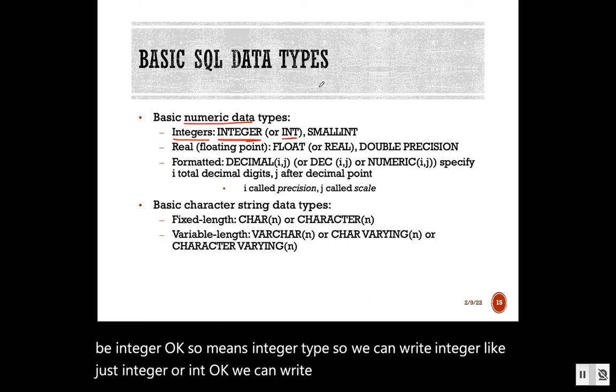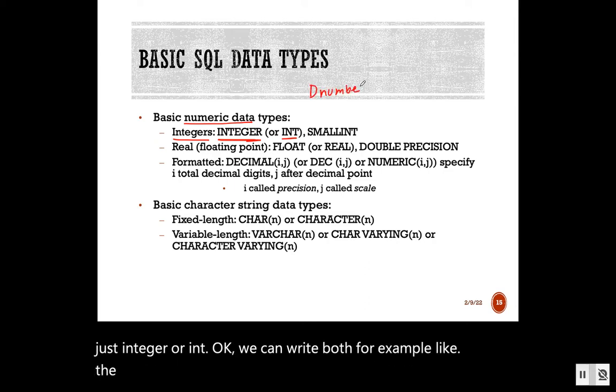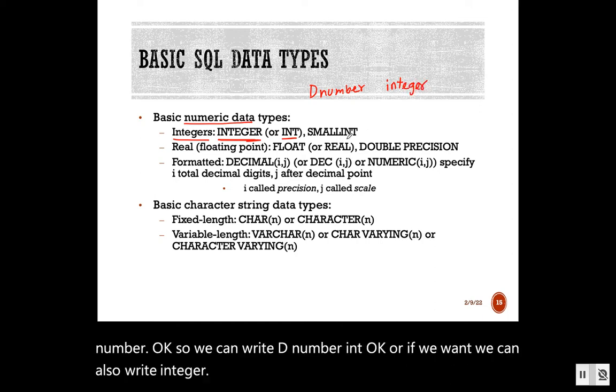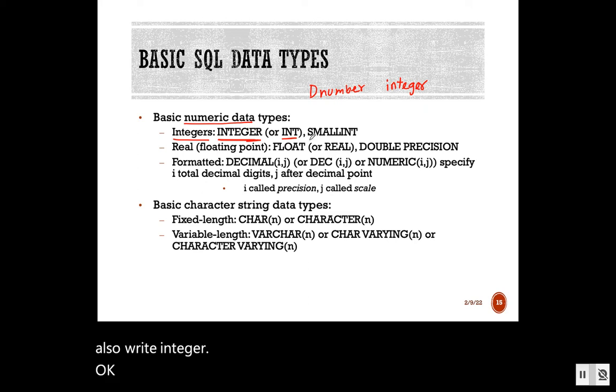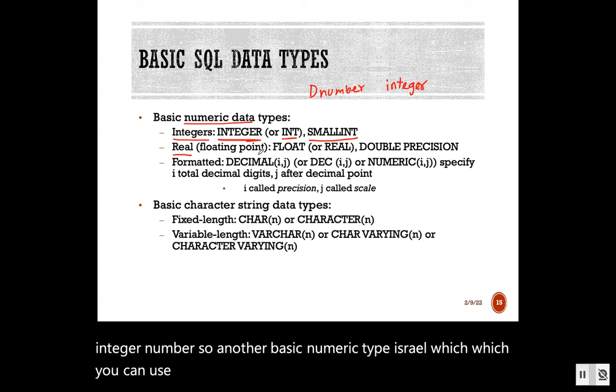For example, the D number. We may want the D number to be just a number, so we can write D number int, or if we want, we can also write integer. There is another numeric type, smallint, that represents a small integer number. Another basic numeric type is real, which you can use to represent a floating point number.